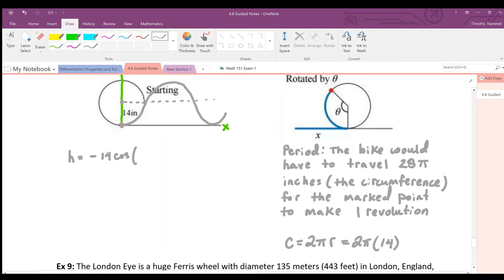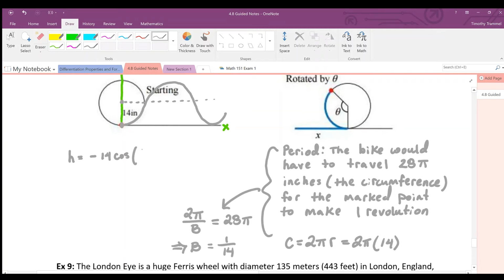Okay. Now, we still actually have a little bit of algebra left to do that's going to come from this. Okay. So since we know that the period is 2 pi over b, and we know that 1 period is actually 28 pi inches, well, we can solve this for b. Okay. If we go ahead and solve for b, we should get b is equal to 1 over 14.